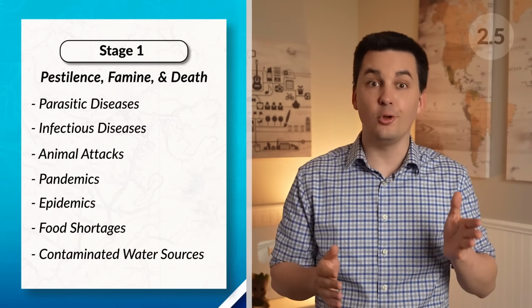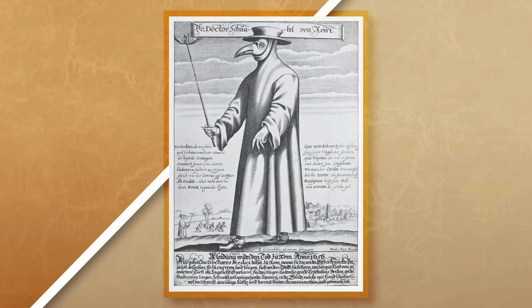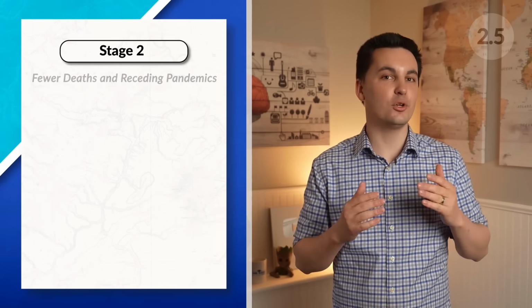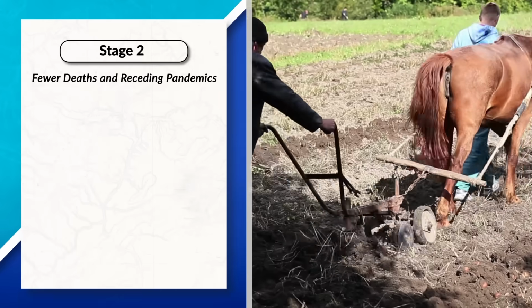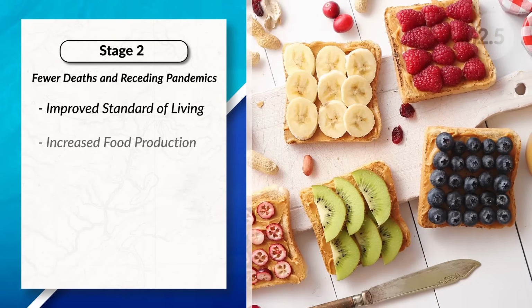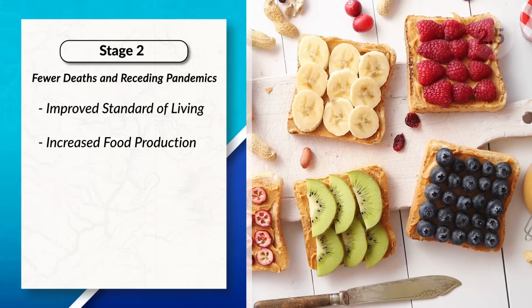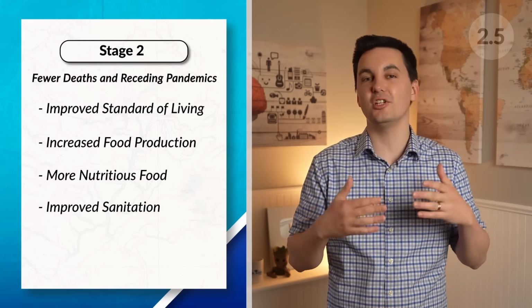Essentially, if you can name it, you can die from it. One of the most well-known killers in this stage was the bubonic plague. Stage 2 is categorized by fewer deaths and a reduction in pandemics. During this stage, society gains access to new technologies that not only improve the standard of living, but also increase the amount of food that is produced. People start to see an increase in their caloric intake, and there is an improvement in the sanitation.